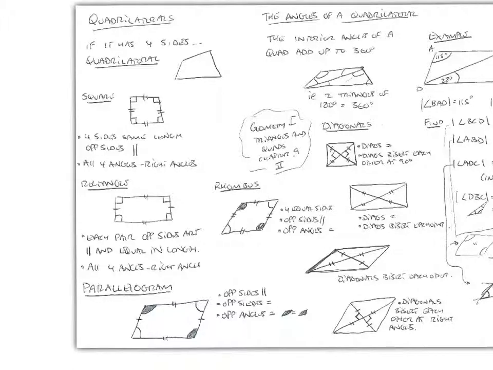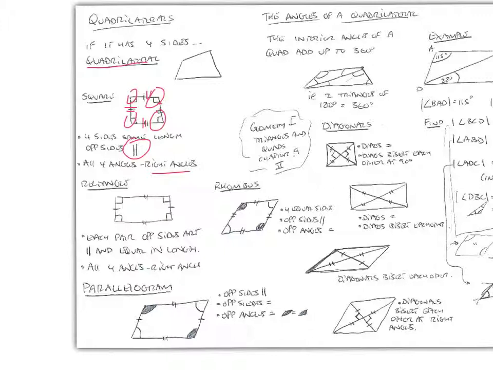So we'll talk about quadrilaterals, and basically if it has four sides, it's a quadrilateral. Okay, so the square is an example of a quad. It's four sides the same length and the opposite sides are parallel. All four angles are right angles. Okay, and the double dash signifies the same length.